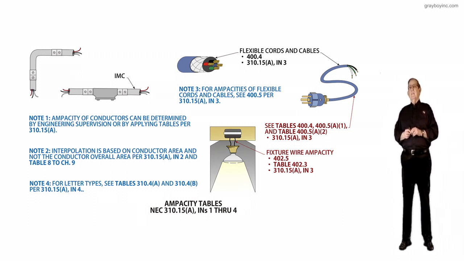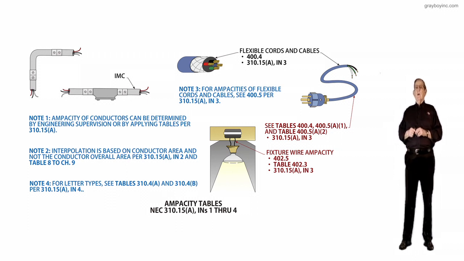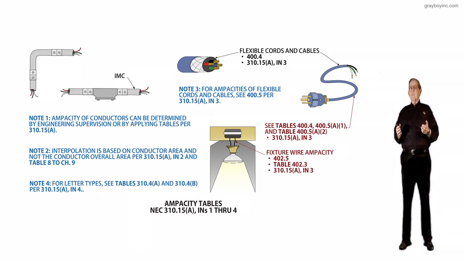Now, for ampacities of flexible cords and cables, we're telling you to see 400.5, that would cover your cords, and 310.15(A), informational note 3. And then we listed those sections for fixture wire. Now that pretty well takes care of these ampacity tables and how they apply based upon the size wire.